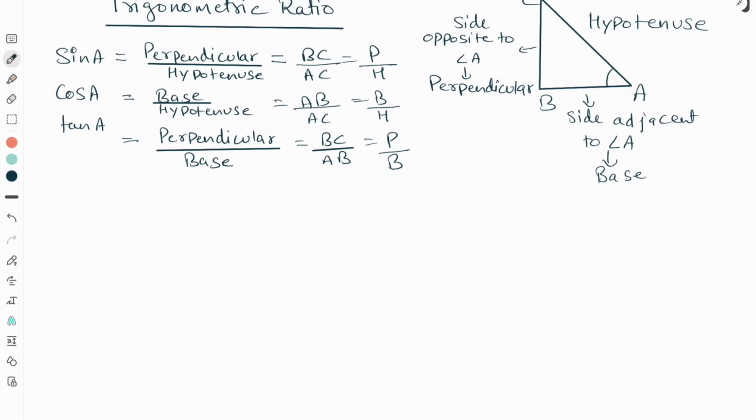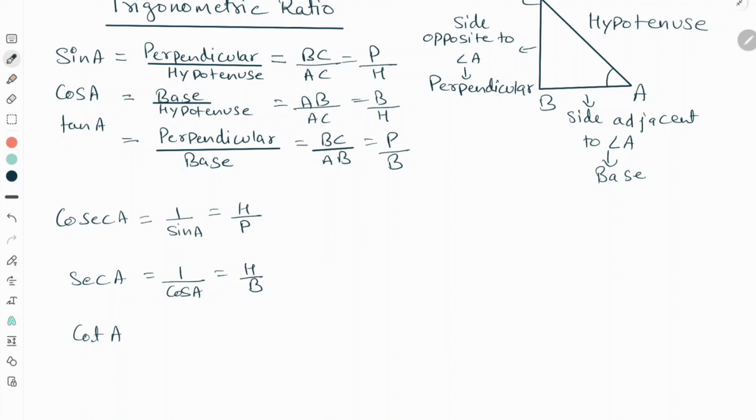Similarly, we can find out other trigonometric ratios, which are cosec A, sec A and cot A. So cosec A is inverse of sin A, so we can write it as H by P. Sec A is inverse of cos A, so we can write it as H upon B. And cot A is inverse of tan A, so we can write it as B upon P.